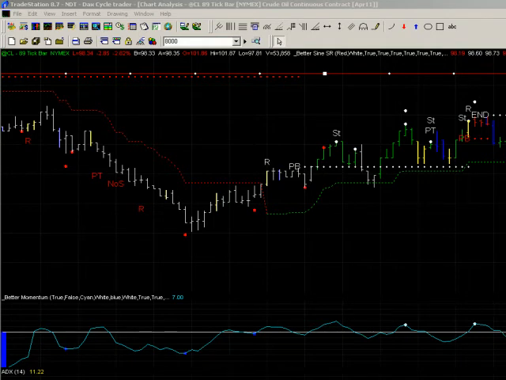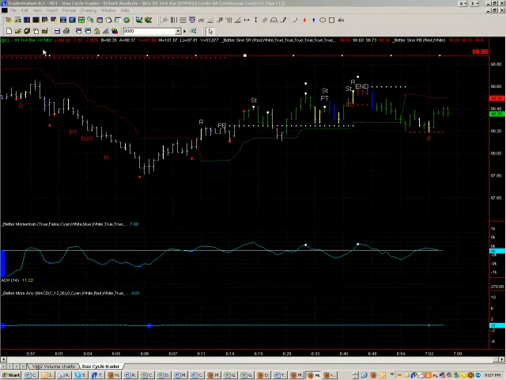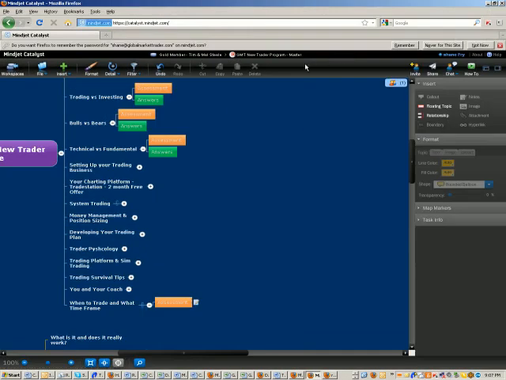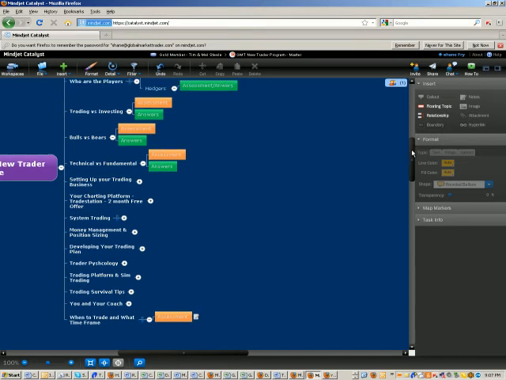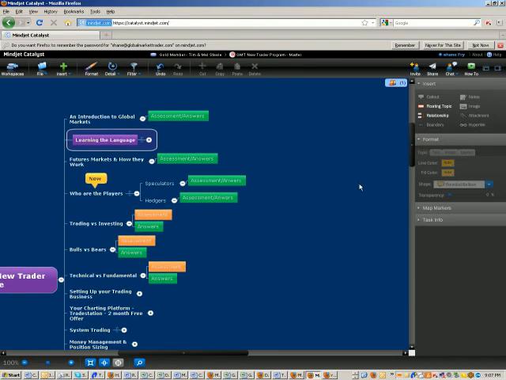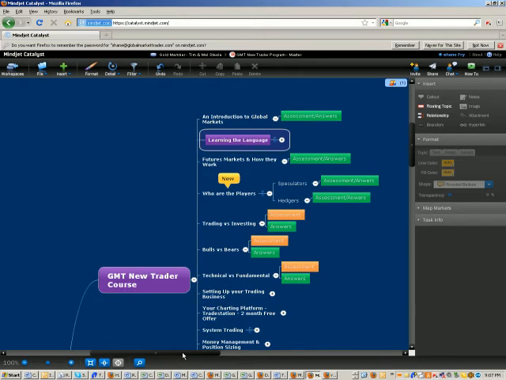So what I'm going to do is pull up the new trader program to have a look at where we're at with our training so far. If I put that into the room, you'll see this is the one I've been working on today. I'm just transferring all the content over.